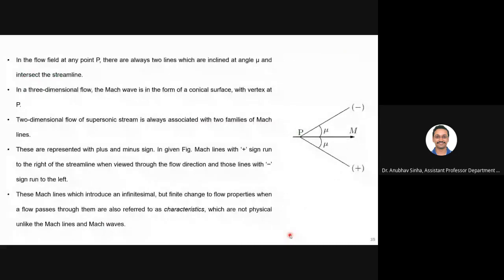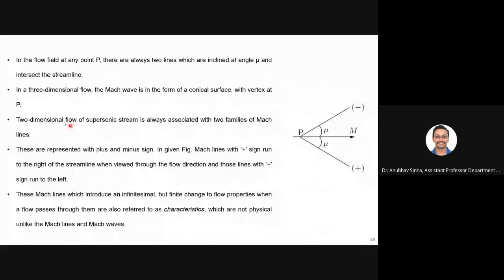Now, if you look at the flow field, there are two lines. It could be mu in this direction or in this direction. It could go up or down, and they intersect in a streamline. So if this is your streamline, then you have two solutions, positive and negative. Basically, if you rotate or revolve it, it will form a conical surface with vertex at P.